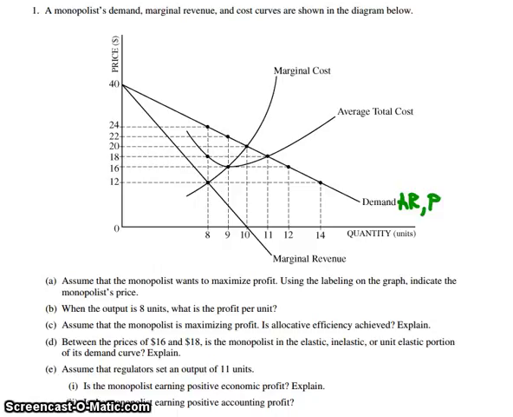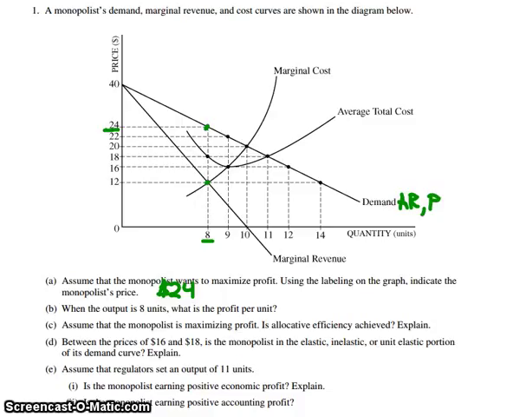So we always find where marginal revenue is equal to marginal cost, and that determines our profit maximizing or loss minimizing output. And the monopolist always charges the highest price it can. So at 8 we go up to the demand curve and over to the side to read that the answer would be $24. $24 is the price associated with the monopoly's profit maximizing quantity of 8 units.